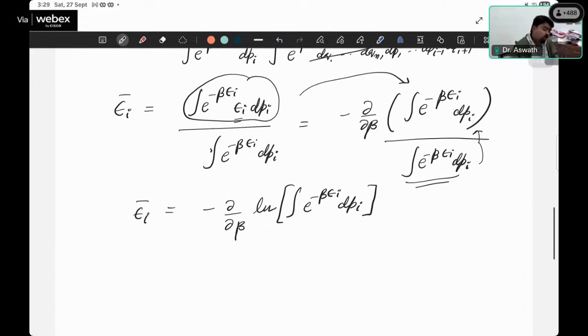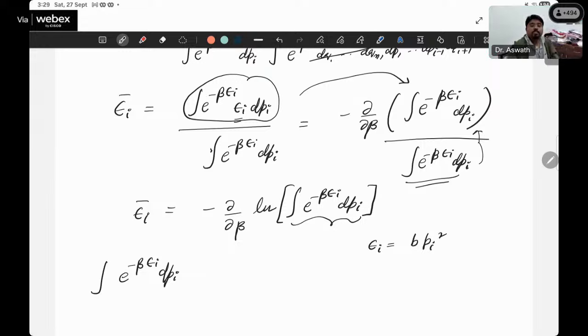Now let's find out what this integral is, the integration of exponential minus beta E_i dp_i. Earlier we assumed E_i is equal to B times p_i squared. So energy is just a quadratic term, B p_i squared, which implies the integration of exponential minus beta B p_i whole squared dp_i. This is the integration I want to find.